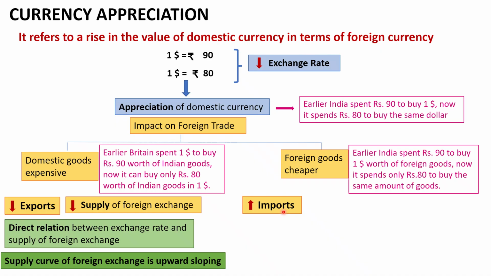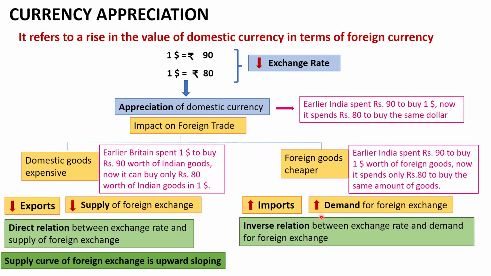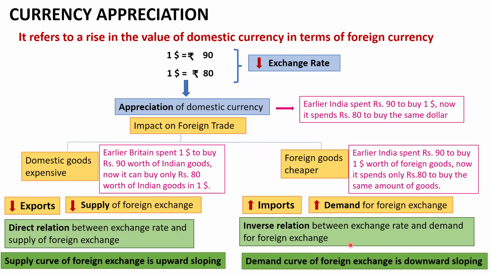Since imports are a major source of demand for foreign exchange, a rise in imports will lead to a rise in demand for foreign exchange. And we establish an inverse relation between exchange rate and demand for foreign exchange. So when exchange rate decreases, demand for foreign exchange increases. Both the variables move in the opposite direction. This inverse relation between the two will lead to a downward sloping demand curve of foreign exchange.